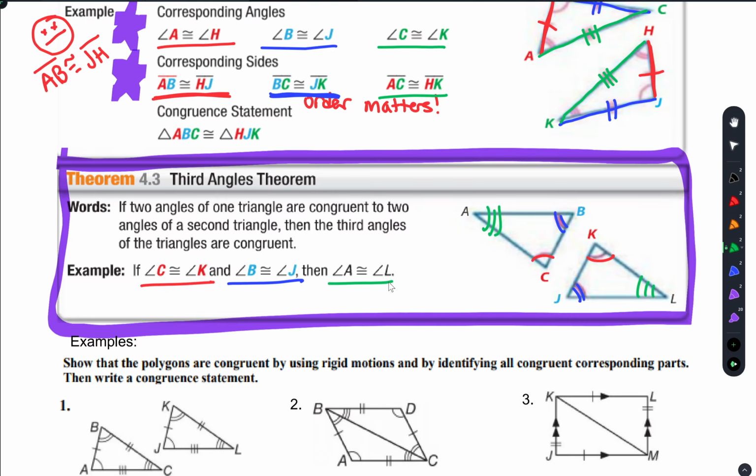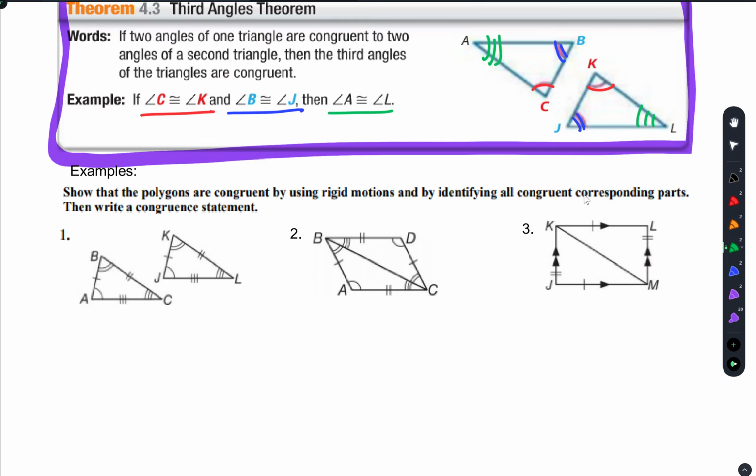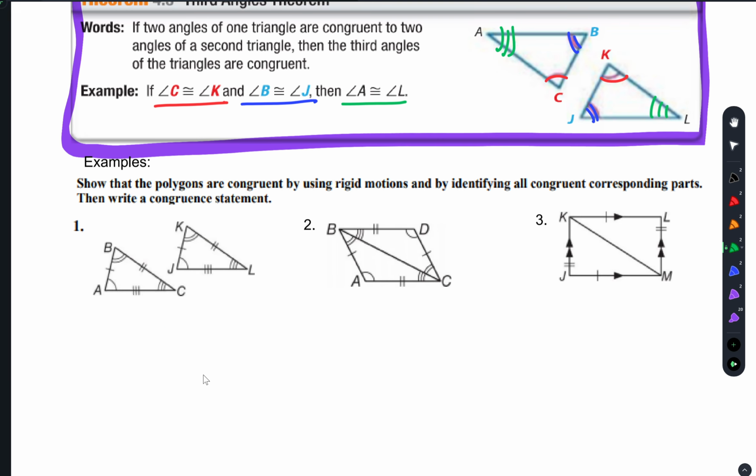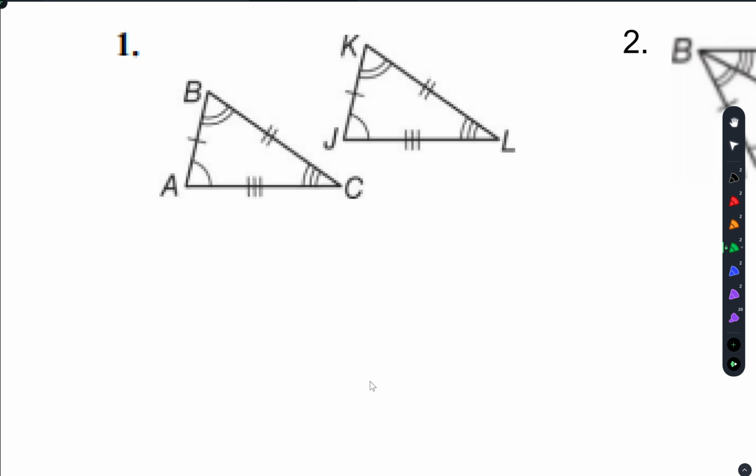Any questions there? Okay, so let's look at this. This goes for all polygons, but specifically we're going to be looking at just triangles today. Our definition of congruent polygon states I have to list all the angles congruent, all the sides congruent, then I can write my congruent statement. A lot of the times, it's already all given to us. So if I'm looking at number 1, I see the pieces that are given to me.